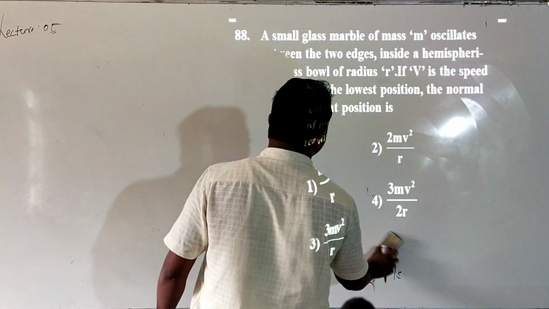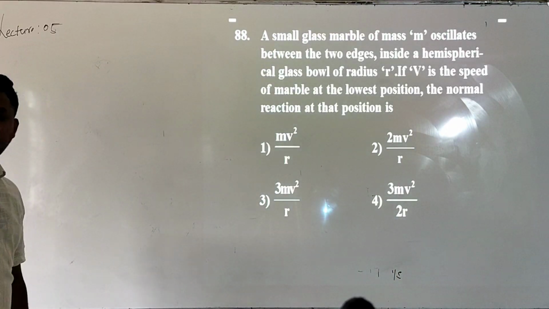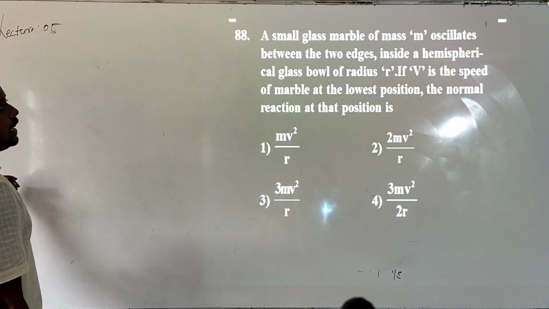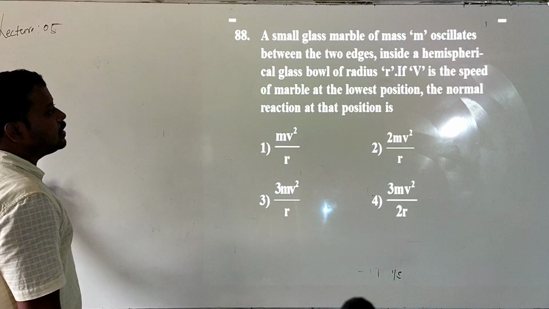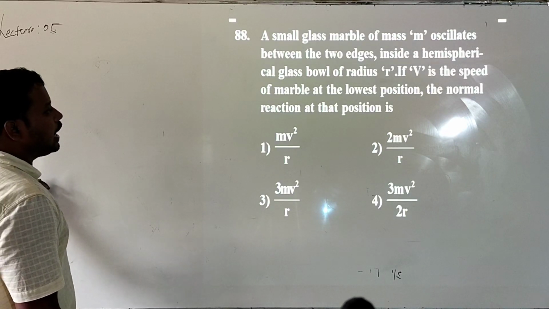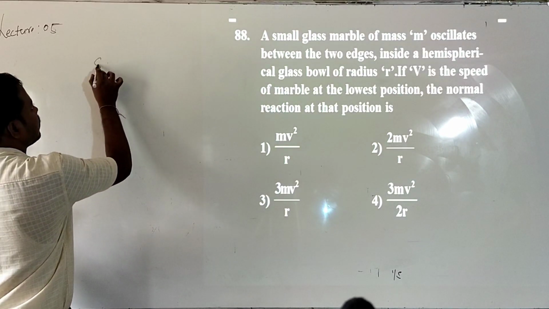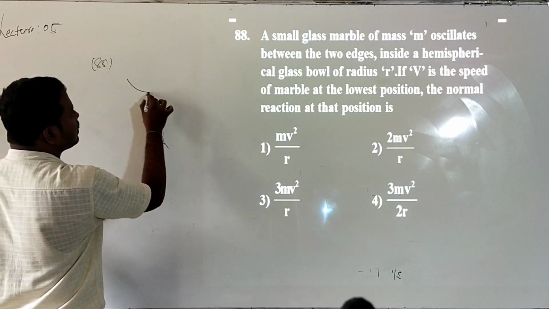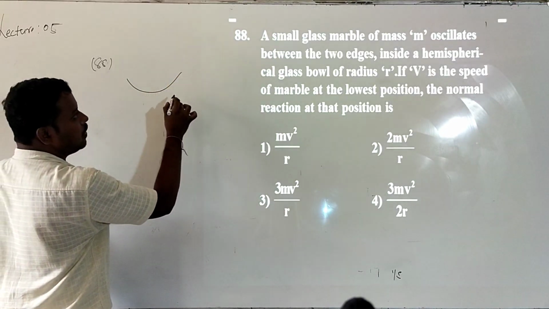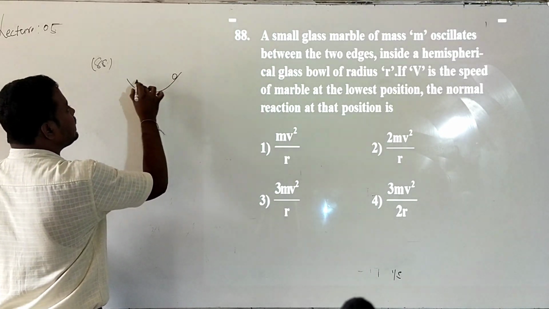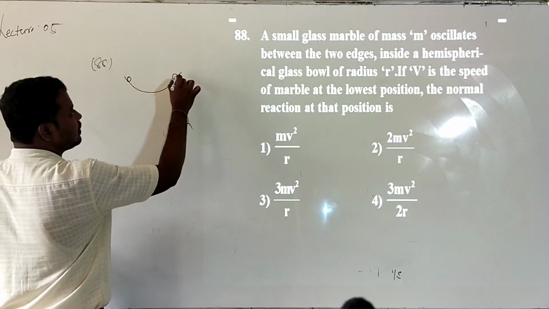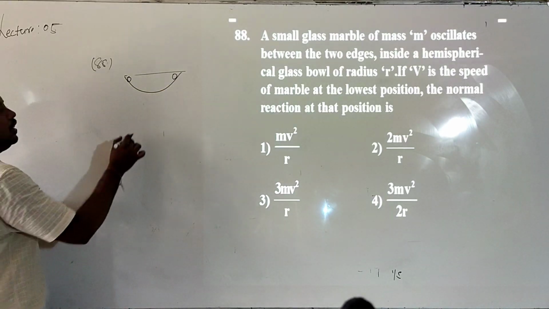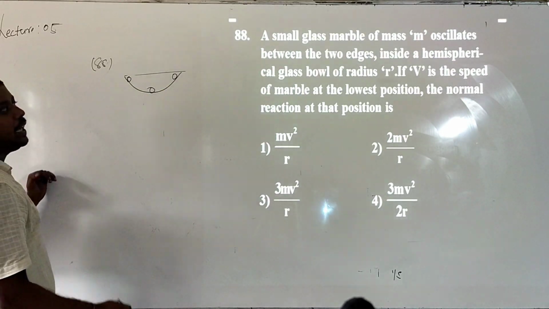So what is this question? A small glass marble of mass m oscillates between the two edges inside a hemispherical glass bowl of radius small r. V is the speed of the marble at the lowest point. What is the normal reaction at this position? So what they have given is one hemispherical glass bowl. Inside this bowl, a small glass marble started oscillating between the edges. Edges in the sense, it will go horizontally also. Now they are asking us to calculate when it is at the mean position.